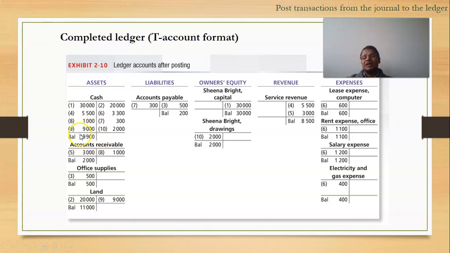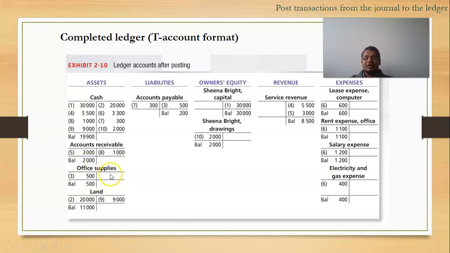Cash will always have a debit balance. The cash account will never have a credit balance, because you can't give more than you receive. So credit cannot be higher than debits. For accounts receivable, you can see here, total debit 3,000, credit 1,000. What's the difference? 2,000 is more on the debit side, so this is a debit balance of 2,000.